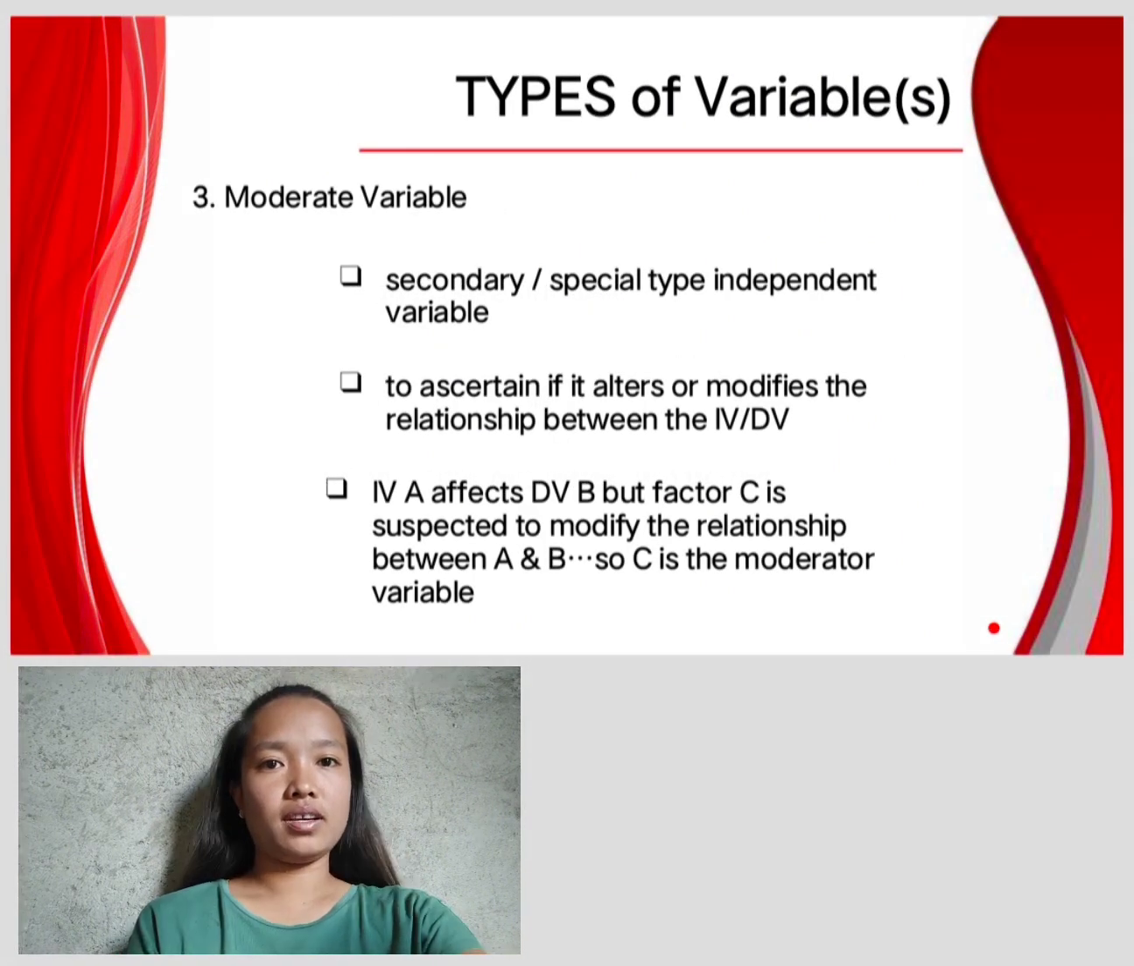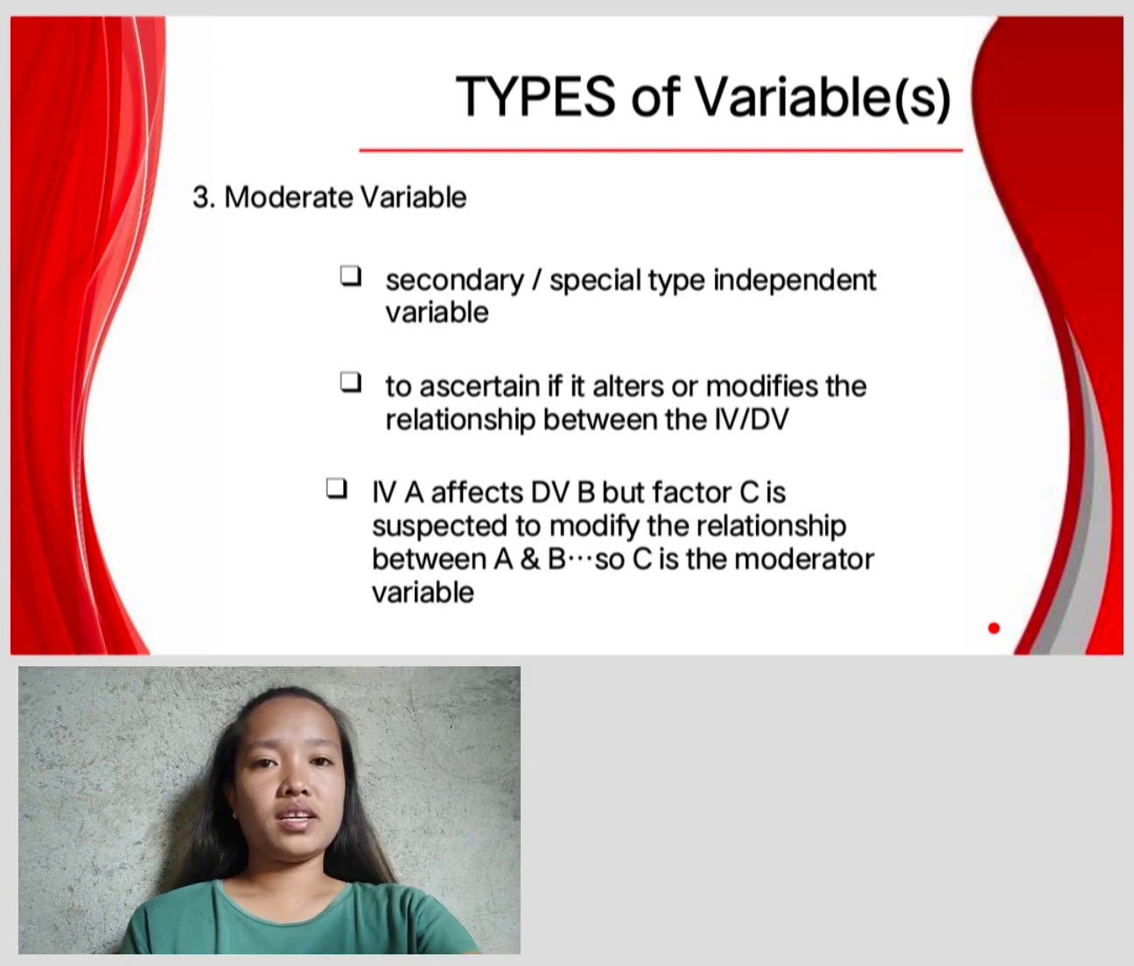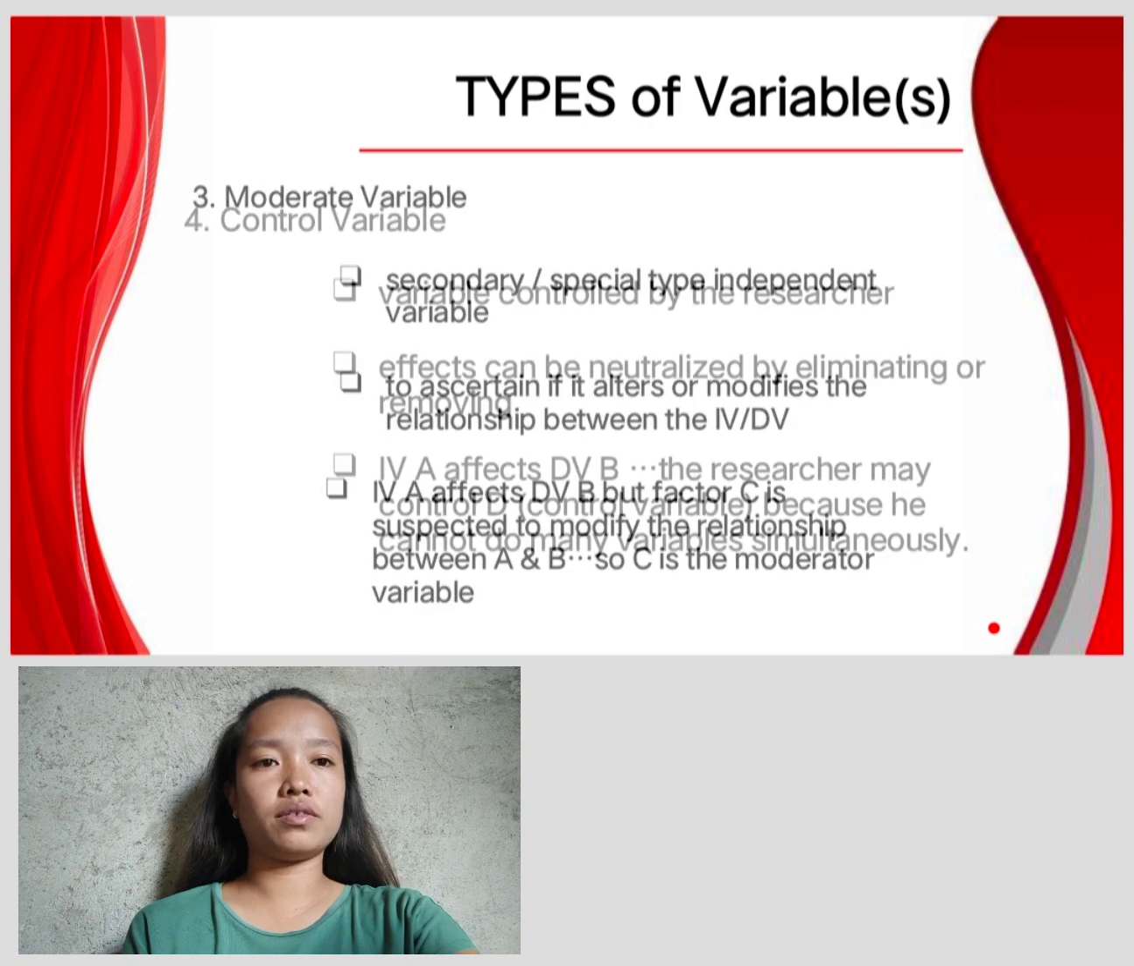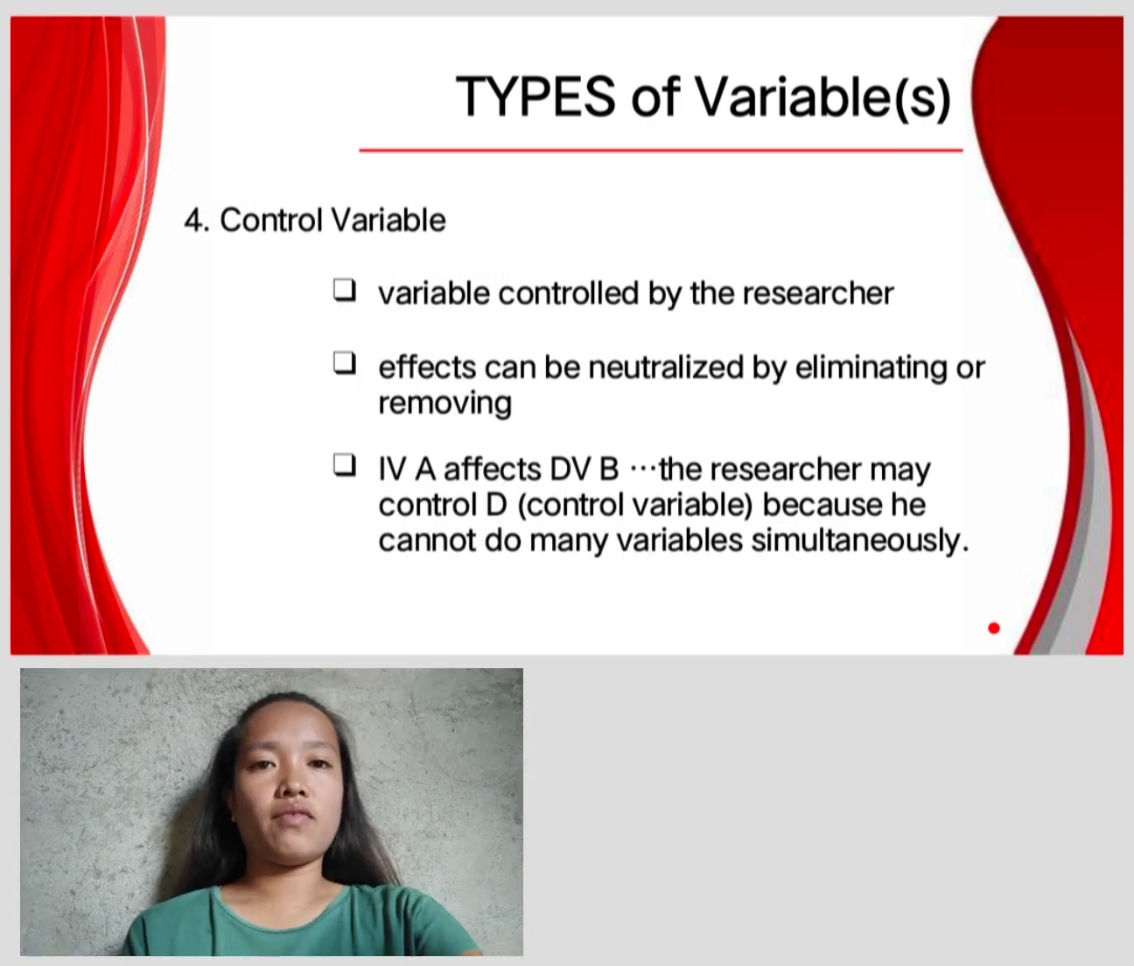Moderator variable: a secondary or special type of independent variable, to ascertain if it alters or modifies the relationship between the IV and the DV. IV A affects DV B, but factor C is suspected to modify the relationship between A and B, so C is the moderator variable. Control variable: a variable controlled by the researcher.